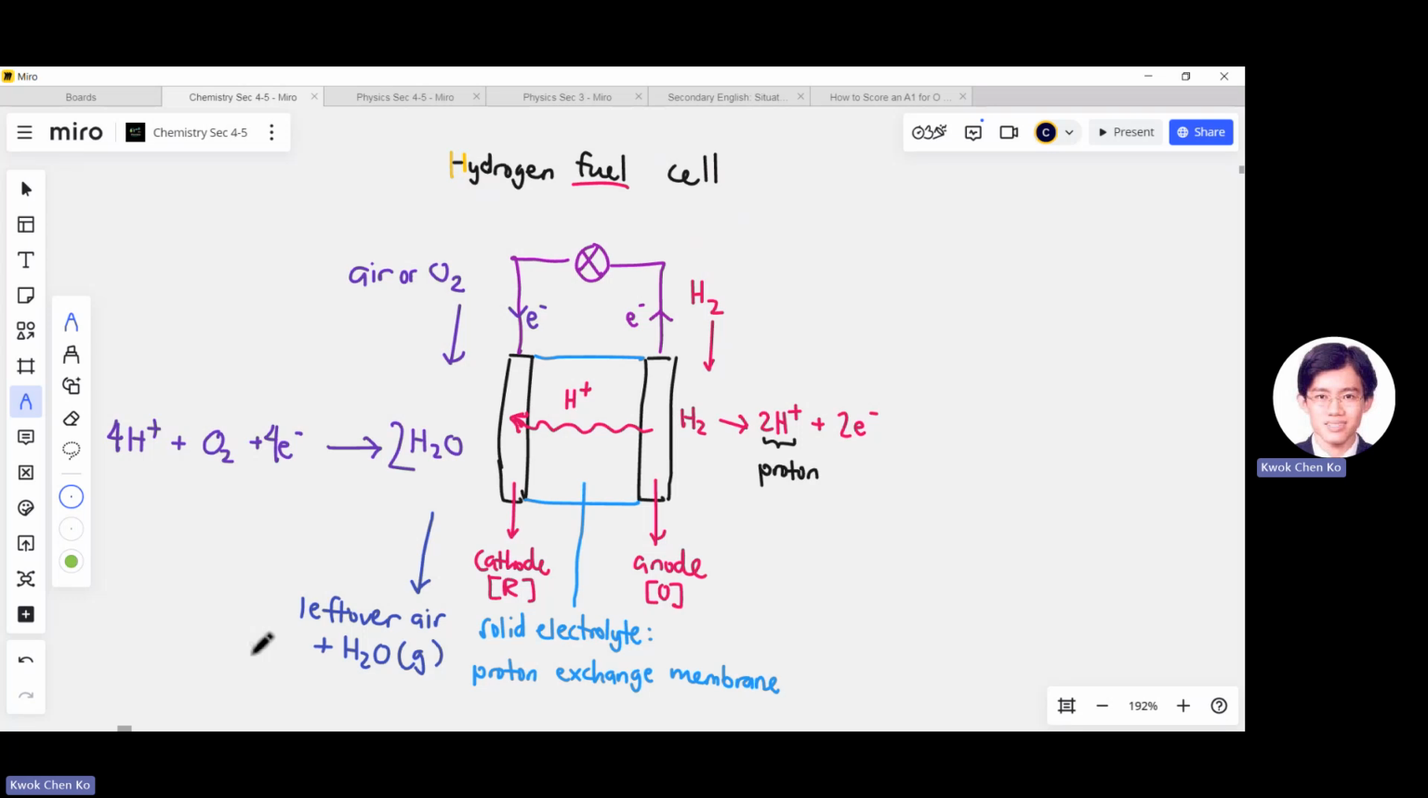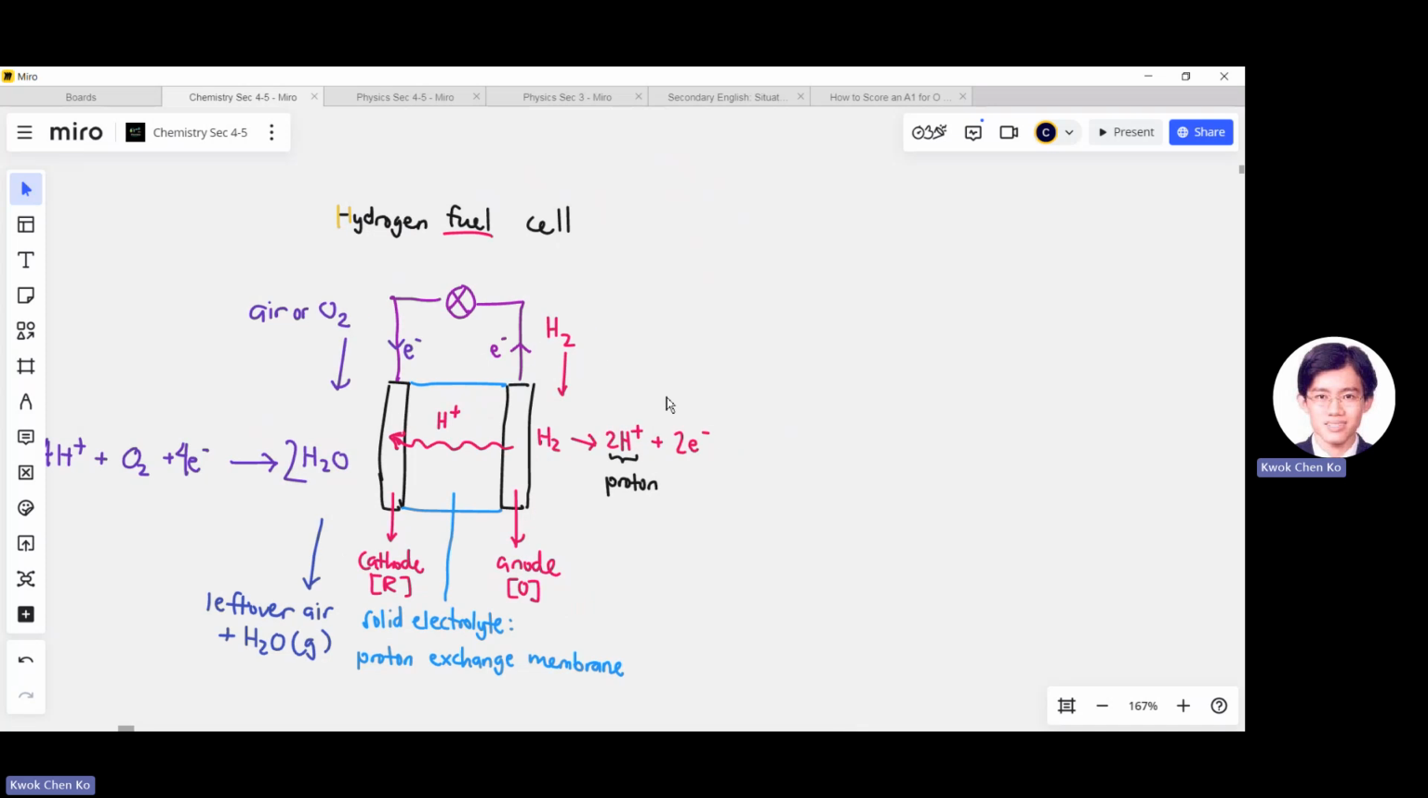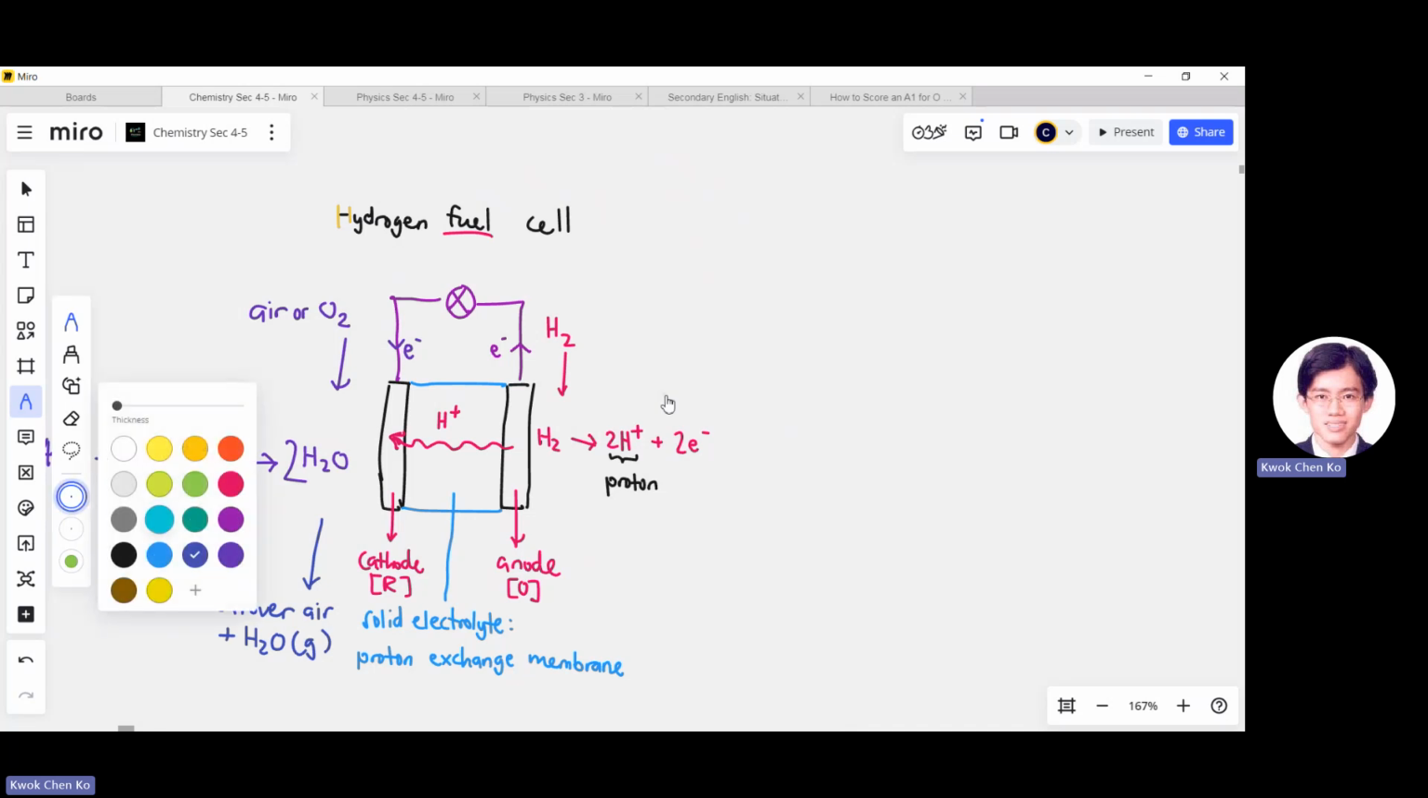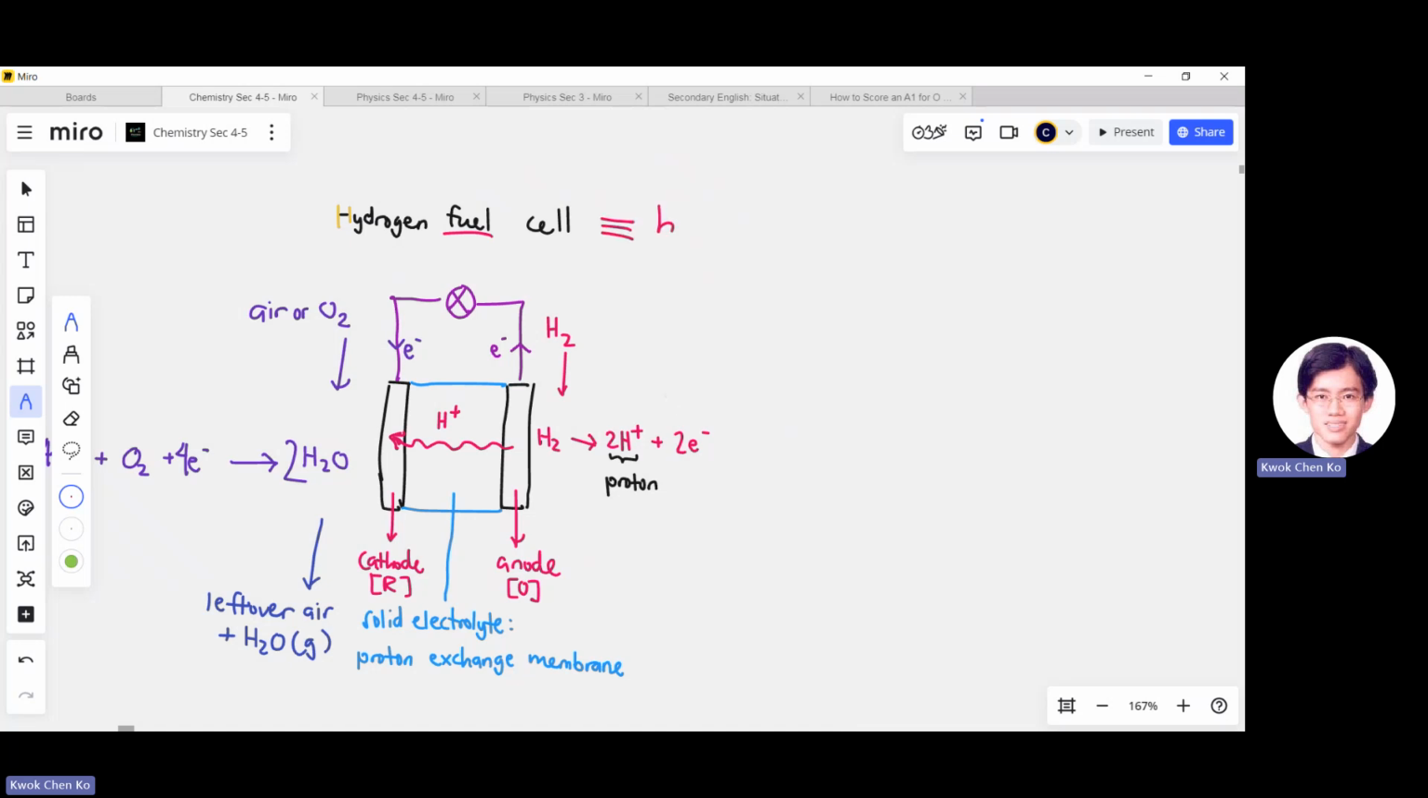Okay, so anyway, just to emphasize my point, what is a hydrogen fuel cell? It's not electrolysis. Guys, look carefully. Does it look like electrolysis? No, this is actually a cell, but even though it's not a simple cell, it's a hydrogen fuel cell. So essentially, it is a battery.